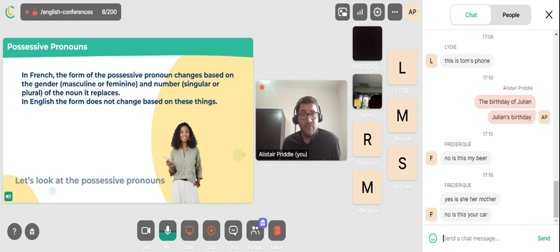So, in French, the form of the possessive pronoun changes based on the gender, masculine or feminine, and number, singular or plural, of the noun it replaces. In English, the form does not change based on these things. Okay.